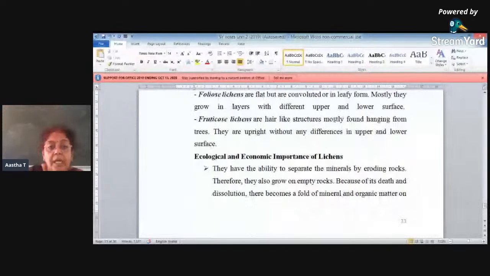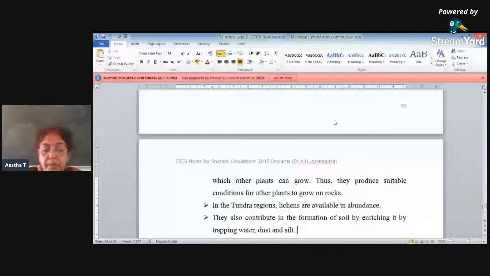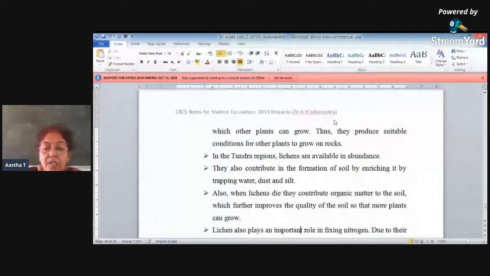Ecological and economic importance of lichens. So lichens, तुम्हाला माहिती आहे, it's a compulsory type of association. समजा हे चुकून लायकेन्स मरून गेले तर तो जो डेड पार्ट असतो लायकेन्स, it is very rich in minerals and that can be used further for various purposes. In tundra regions, lichens are found in large quantities. They are used to enrich the soils and to entrap the dust, water, and pollutants. When lichens die, they contribute to the organic matter of the soil.